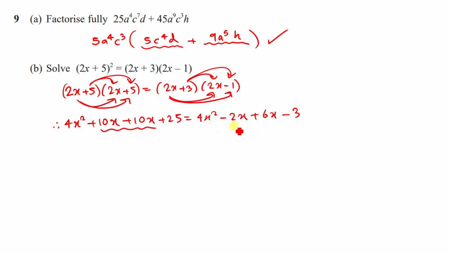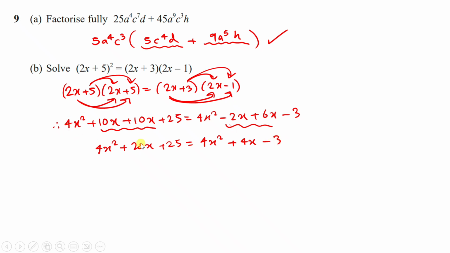So the x terms on the left and the x terms on the right. Put the equal sign to balance it. So 10x plus 10x is 20x. So that means you got 4x squared plus 20x plus 25. On the right-hand side, minus 2x plus 6x is plus 4x, yeah? So that means you got 4x squared plus 4x minus 3. Nice. So you always double check your signs, yeah?